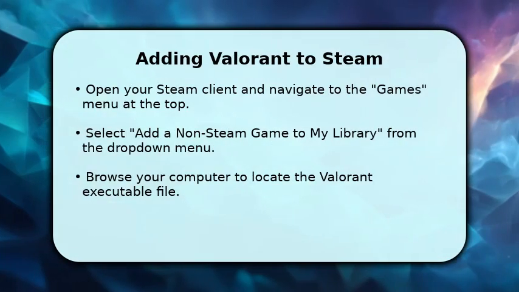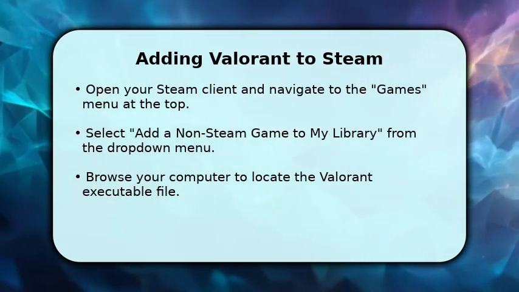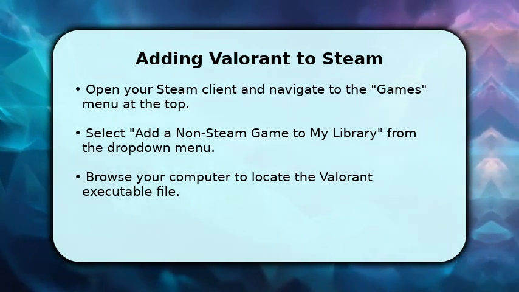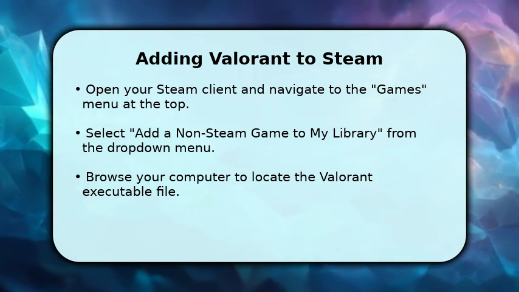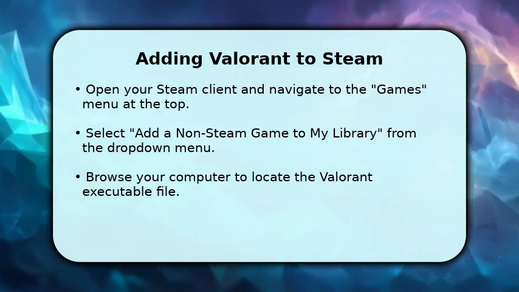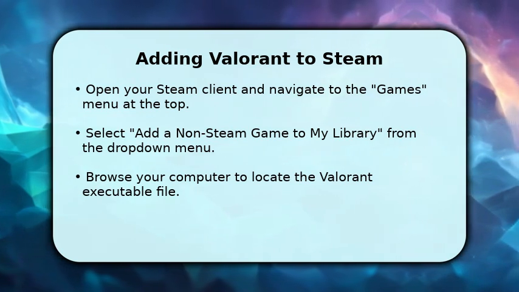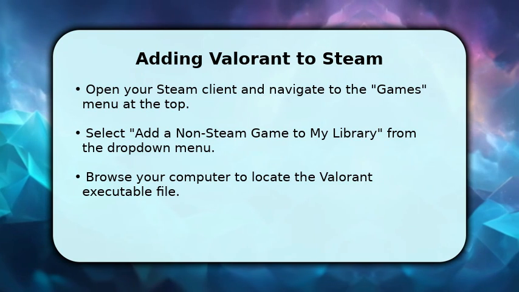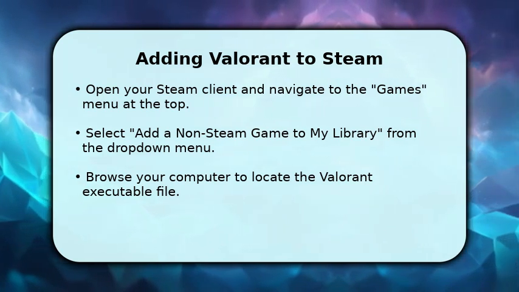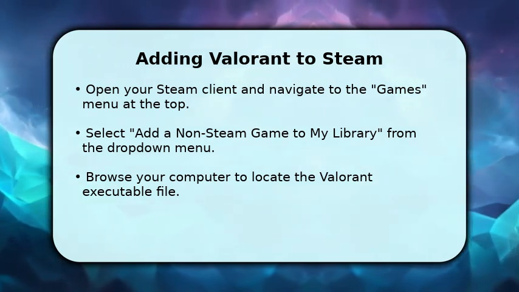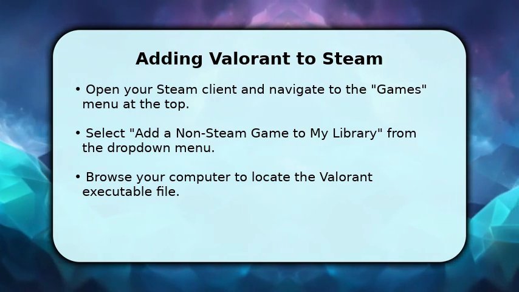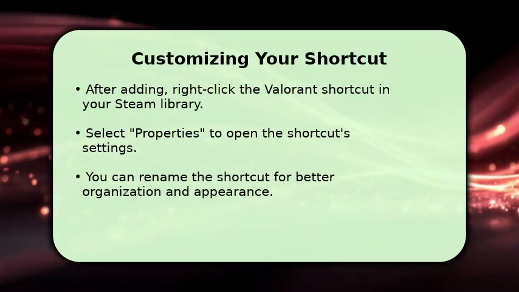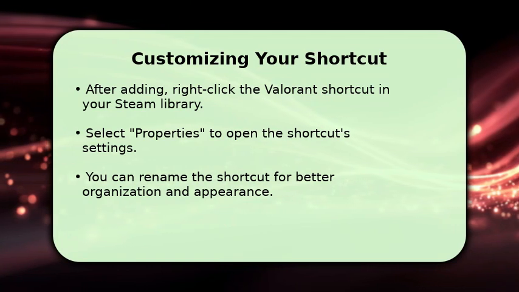To add Valorant to your Steam library, begin by opening your Steam client. Look for the Games menu located at the very top of the window. From the drop-down options, select Add a non-Steam game to my library. A new window will appear, prompting you to browse your computer. You'll need to find the Valorant executable file, which is usually within your Riot Games installation folder, often named Valorant.exe.